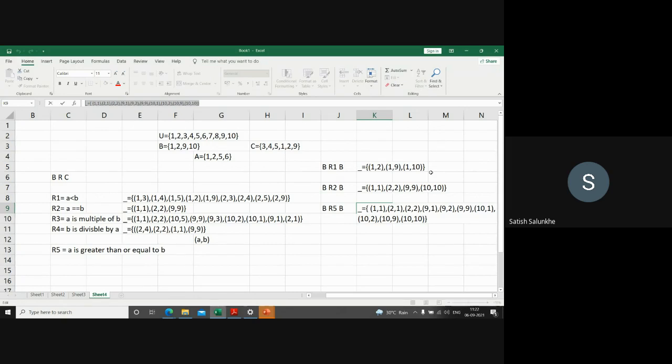I'm waiting for the answer now, whether R1 is antisymmetric or not. Okay, one student is saying yes, Ritika is saying yes, Palak is saying yes. So Palak, can you justify why it is yes? Yes, your answer is right. Just justify why it is yes.